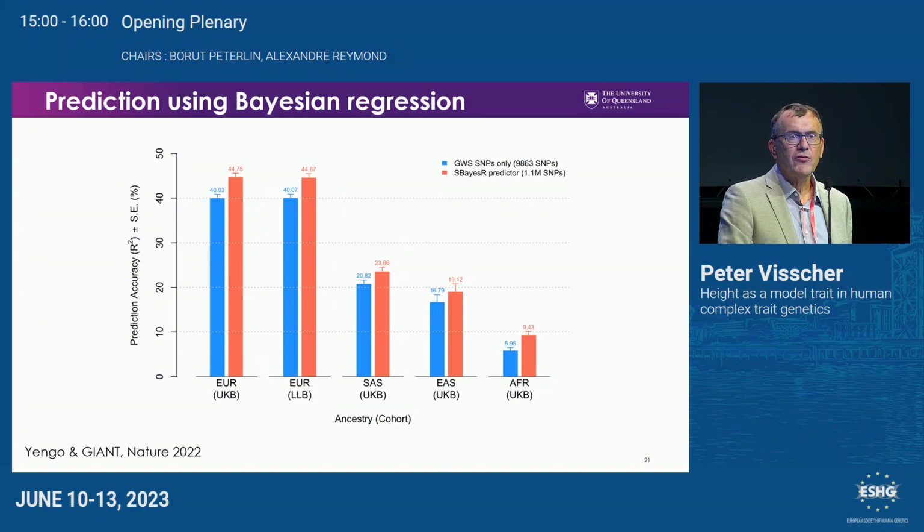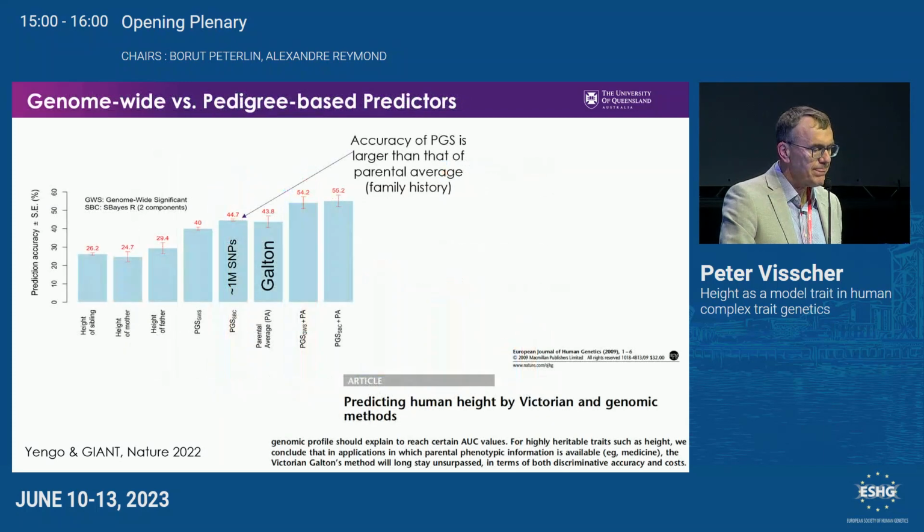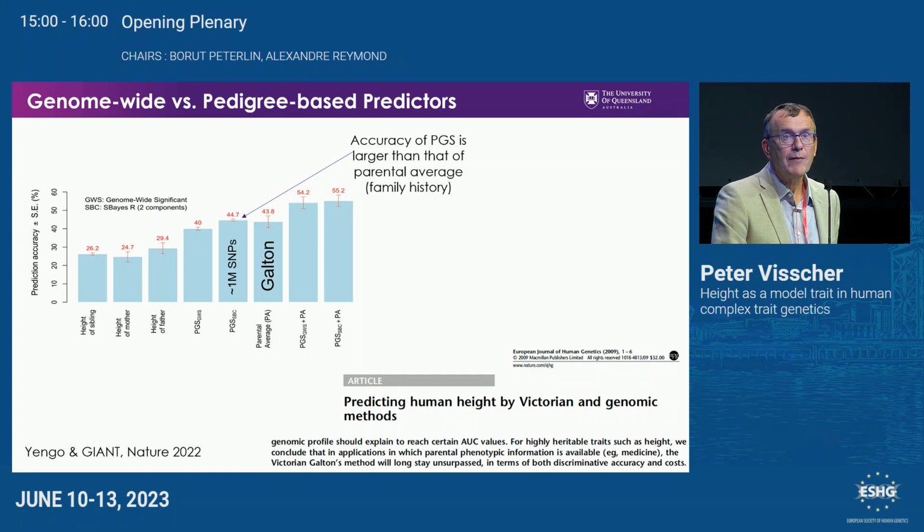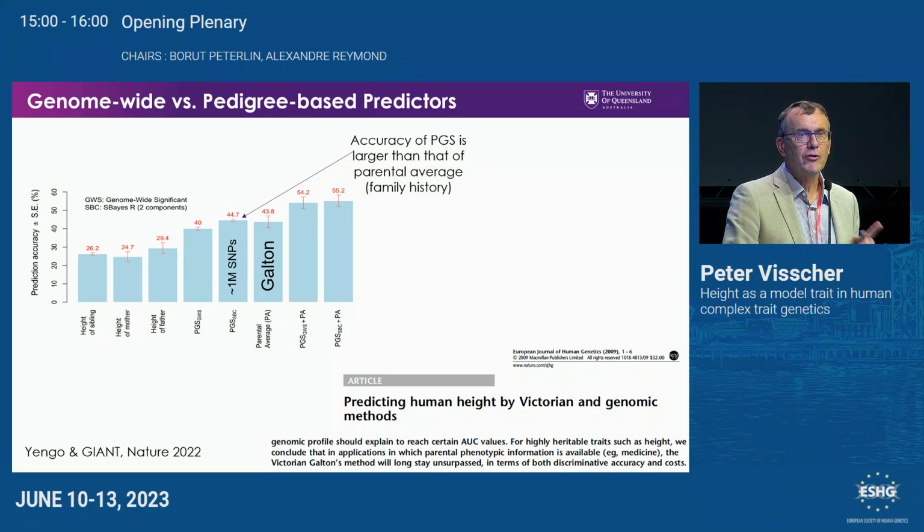So the obvious next question is, well, how do we do now compared to our Galtonian prediction? And I'll show you that over here. Now, these 1 million SNPs and the Bayesian regression method actually slightly outperforms the mid-parental value from Galton. So SNPs outdo the family history. And this is exactly what you would expect ultimately if you have sufficient power, because a SNP-based or DNA marker-based predictor can actually capture within-family segregation, whereas family history cannot.